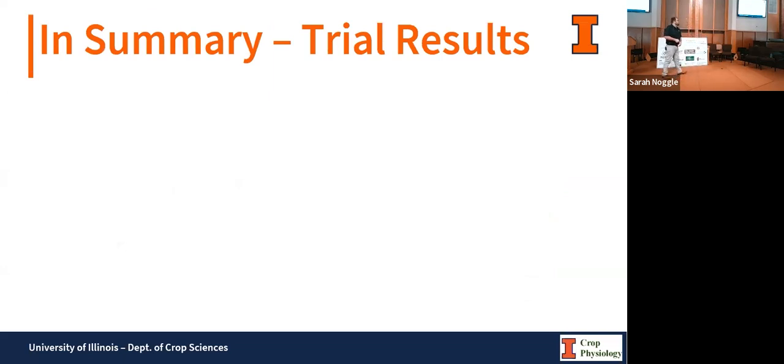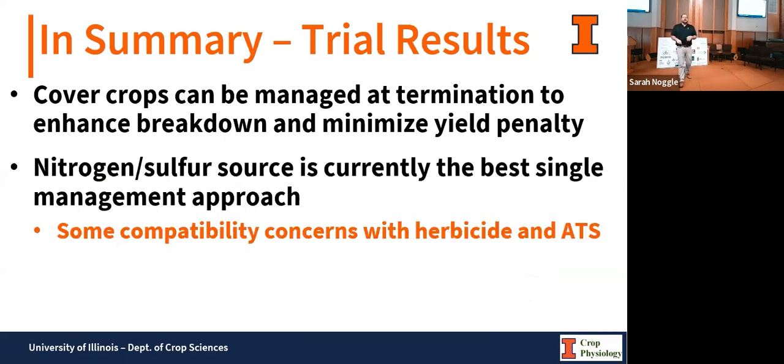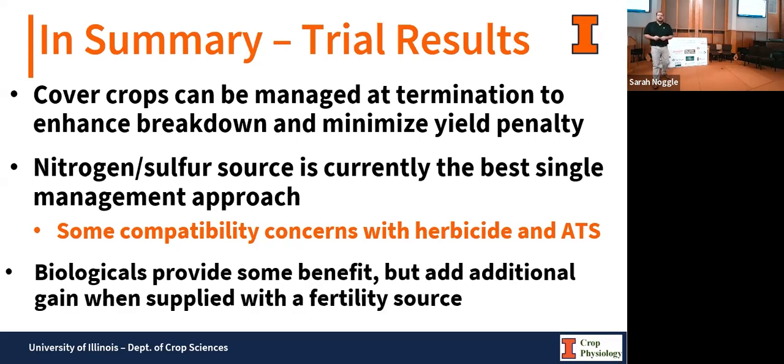So in summary on these trial results, cover crops can be managed at termination. We've seen in 1 year on cereal rye enhance the breakdown, but in both years it did minimize the penalty. The nitrogen sulfur currently is the best approach that we're seeing for the biggest bang for your buck. I do caution on the herbicide compatibility. We do see some benefit to biologicals, but by and large, we see it's on top of supplemental fertility. It's not going to replace fertility.